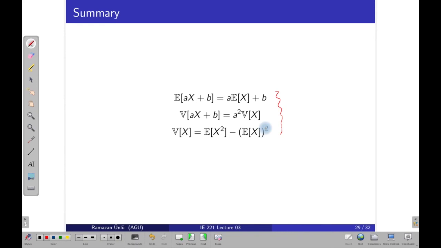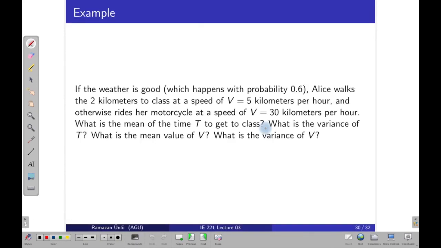Okay, so let's look at an example. In this example, if the weather is good, which happens with the probability of 0.6, Alice walks 2 kilometers to class at the speed of 5 kilometers per hour. Okay, so this is my first actual random variable.